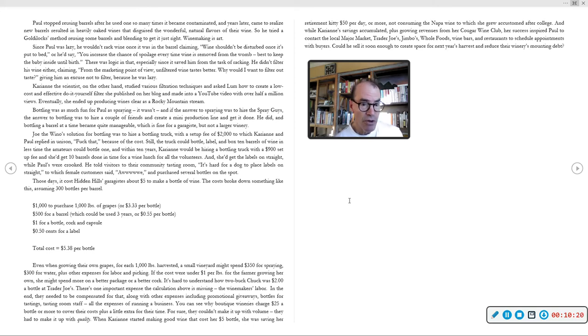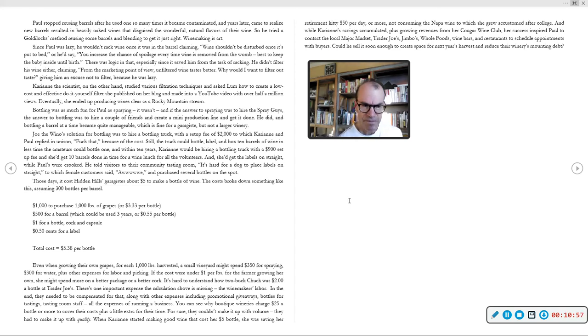Still, the truck could bottle, label, and box 10 barrels of wine in less time than amateurs could bottle one. And within 10 years, Carrie Ann would be hiring a bottling truck with a $900 setup fee, and she'd get 10 barrels done in time for a wine lunch for all the volunteers. And she'd get the labels on straight, while Paul's were crooked. He told visitors to their community tasting room, "It's hard for a dog to place labels on straight," to which female customers said, "Aww," and purchased several bottles on the spot.